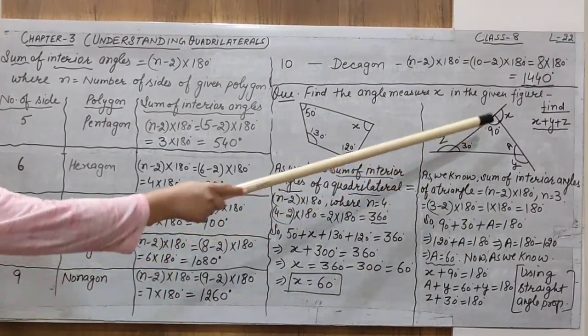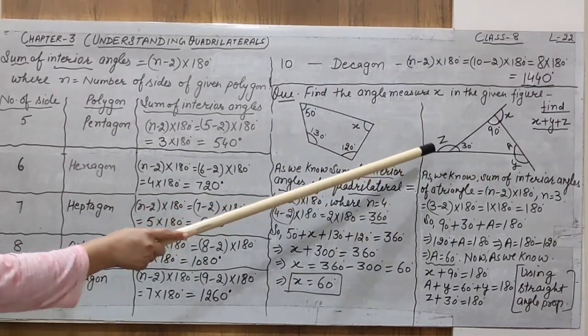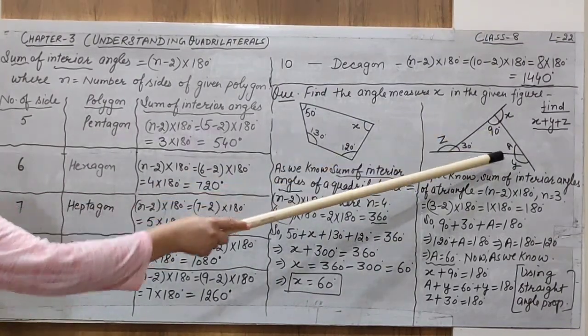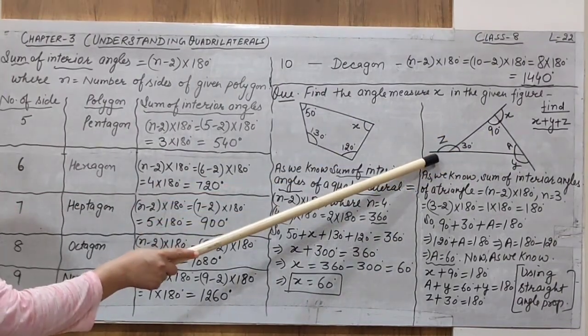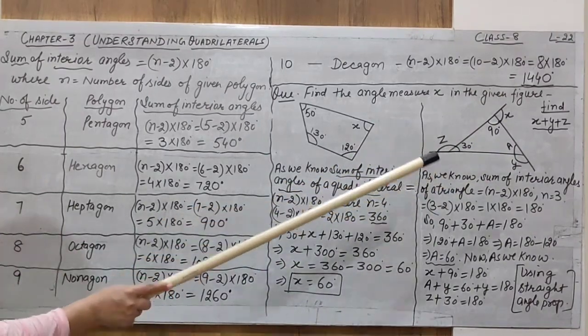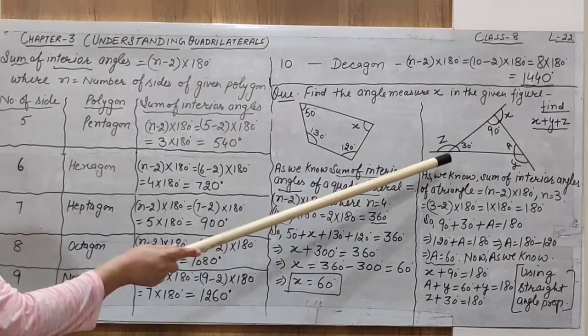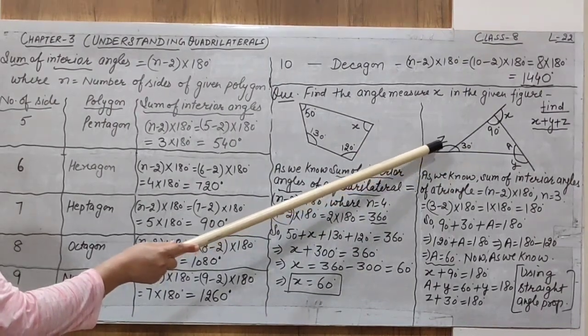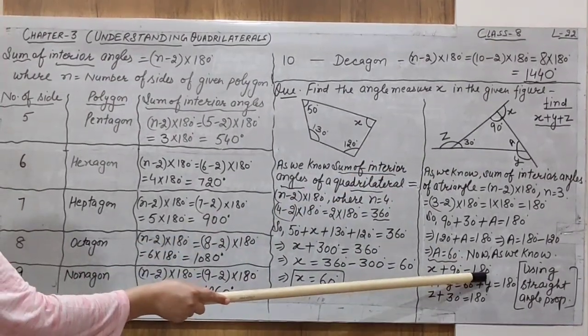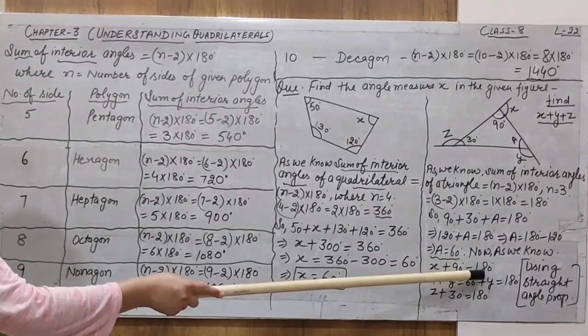Now we have to find out the value of x, y and z. Now see, x, y and z are the exterior angles of this triangle. All three are exterior angles. But you know very well the property of a straight line angle. 180 is also called a straight line angle.